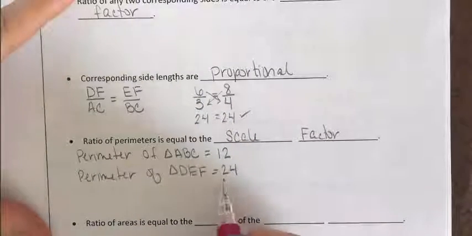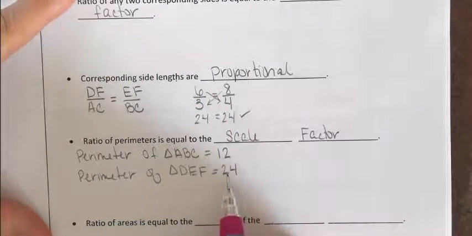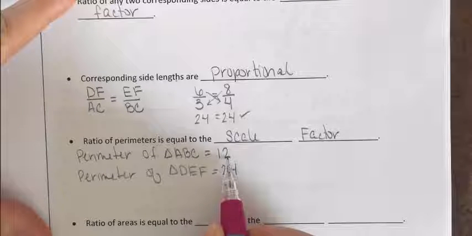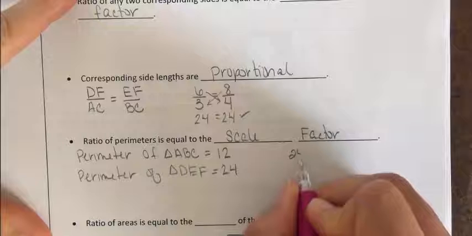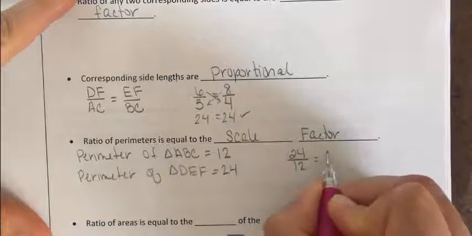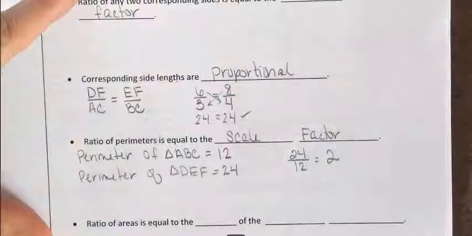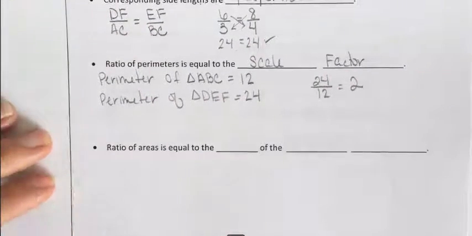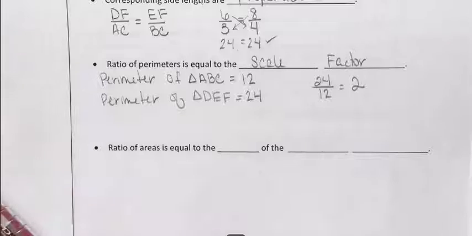And let's see, so if I take these two, now I should take the bigger and put it over the smaller because we're doing image over pre-image. So if I take 24 over 12, I get the scale factor. Okay, and then the last one we'll talk about is the ratios of the areas. Okay, so let's see what that one says.